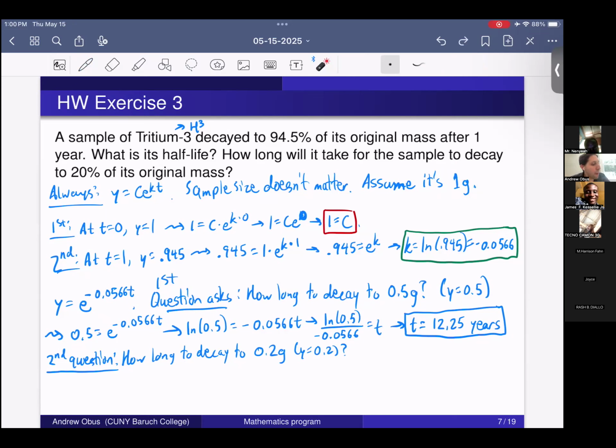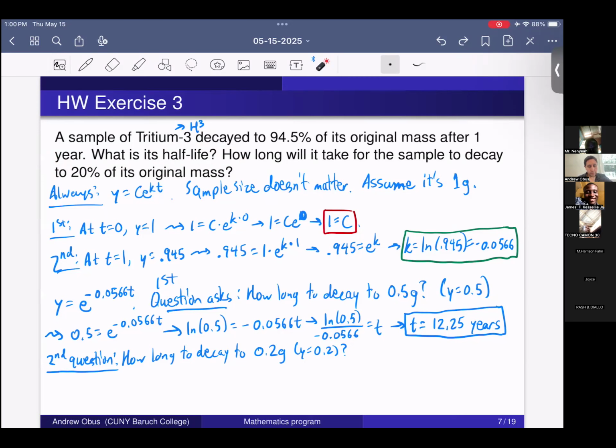The point is that it doesn't matter what the mass is because these questions don't depend on the original mass. The half-life is the same no matter what. So we may as well just make an assumption on the mass that's simple. The easiest thing to do is to just assume that it's 1 gram. It doesn't matter what you assume, you'll always get the same answer for any of these times because these questions don't depend on how much substance there is. The half-life is just a property of the substance. So tritium-3 has a half-life no matter how much of it you have.